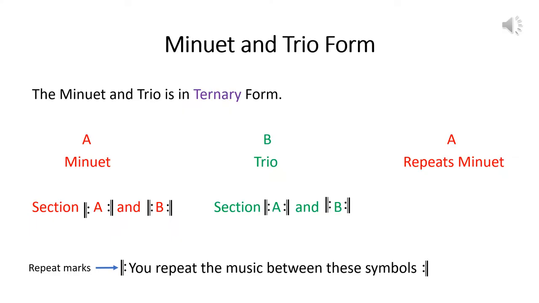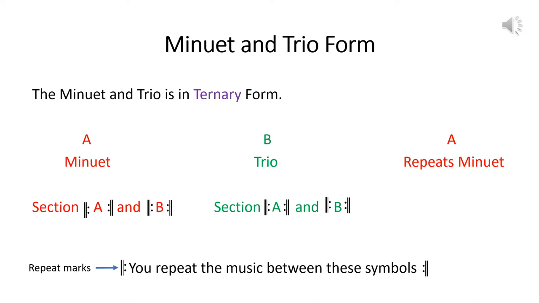So what is minuet and trio form? Minuet and trio is also known as ternary form because it has an A section, which in this case is a minuet, followed by a B section, which is the trio, and then we hear the minuet repeated at the end, which is our final A section.